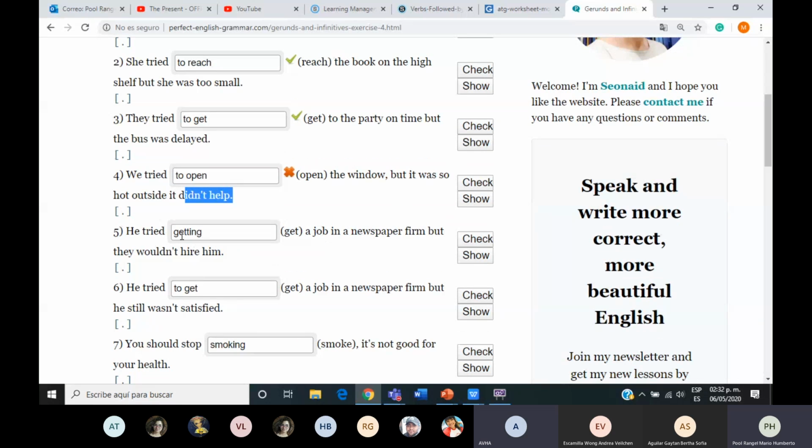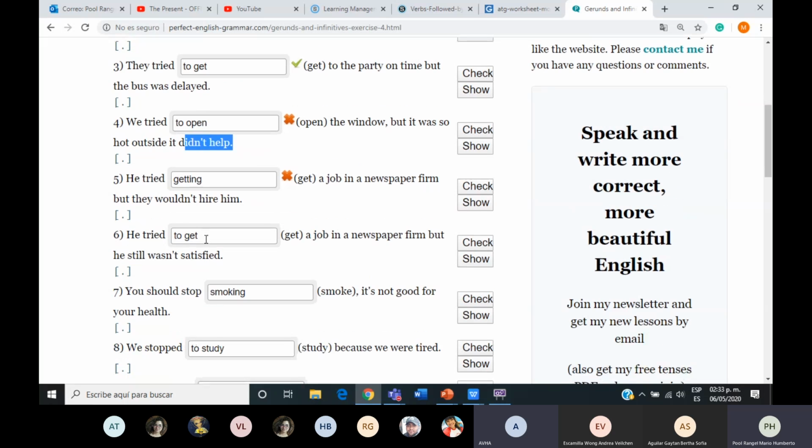Luego, he tried getting a job in the newspaper firm, but they wouldn't hire him. No. He tried to get the job. A ver si podía obtener el trabajo o no. Pero pues no lo contrataron. Está al revés. He tried getting a job in the newspaper. Bueno, pues intentó obtener el trabajo, a ver si eso lo hacía feliz, pero aún así, he still wasn't satisfied. No estaba a gusto todavía.